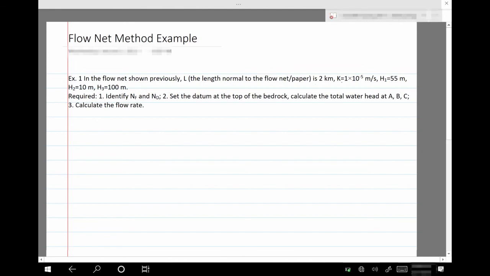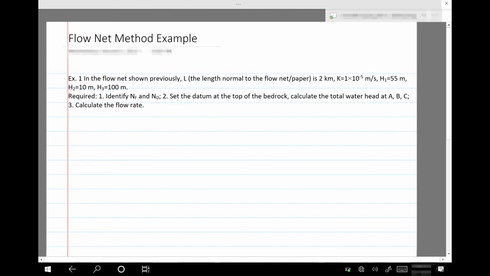And we know K, the hydraulic conductivity. That is 1 times 10 to the power of minus 5 meter per second. And we know H1, 55 meters, H2, 10 meters, and H3, 100 meters. I will mark these different H values. Let's see what is required. First, we need to identify NF and ND. That's actually what we just did.